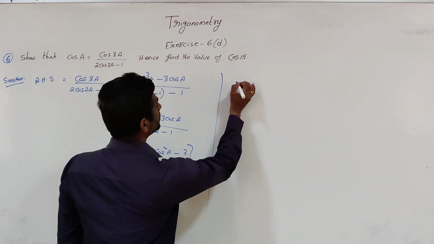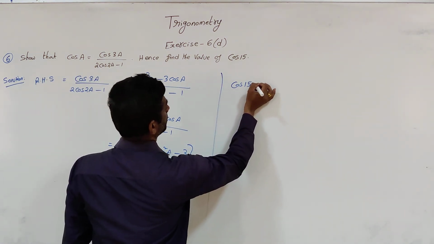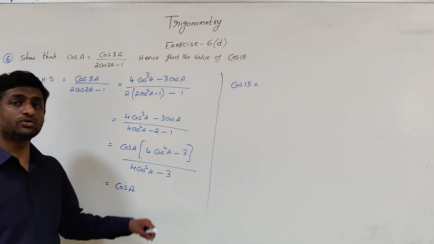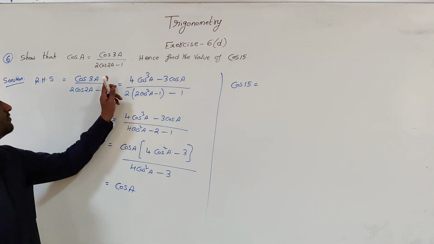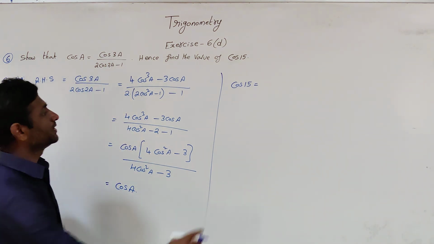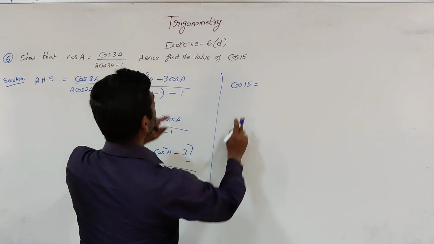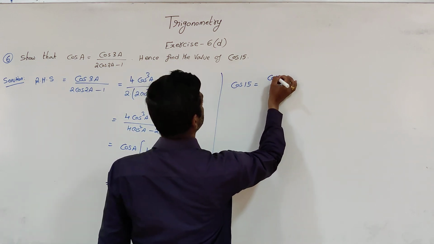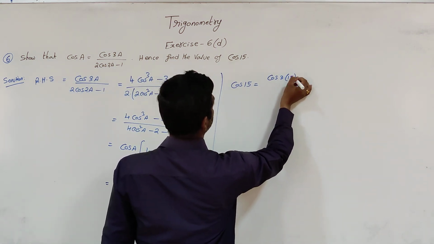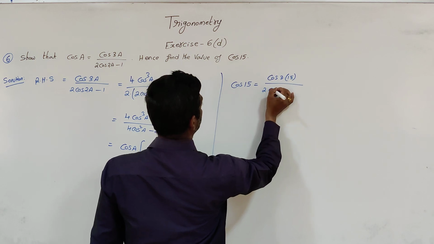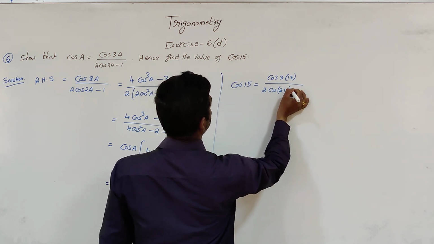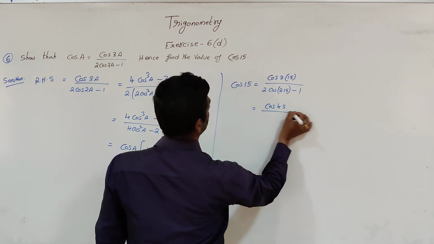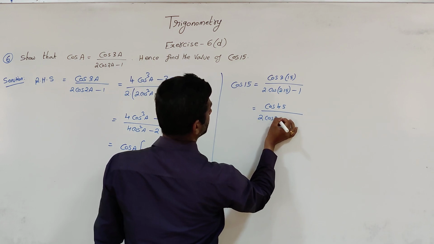Now cos 15, and we know what is the value of that also, but without applying the formula directly, we have to prove it. So in the place of a it is now 15. Now substitute 15 in the place of a. So cos 3 into 15 by 2 into cos of 2 into 15 minus 1. So cos 45 by 2 cos 30 minus 1.